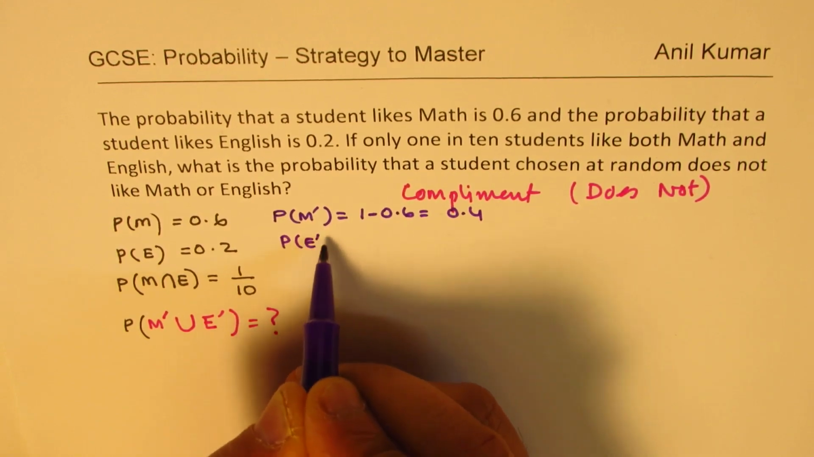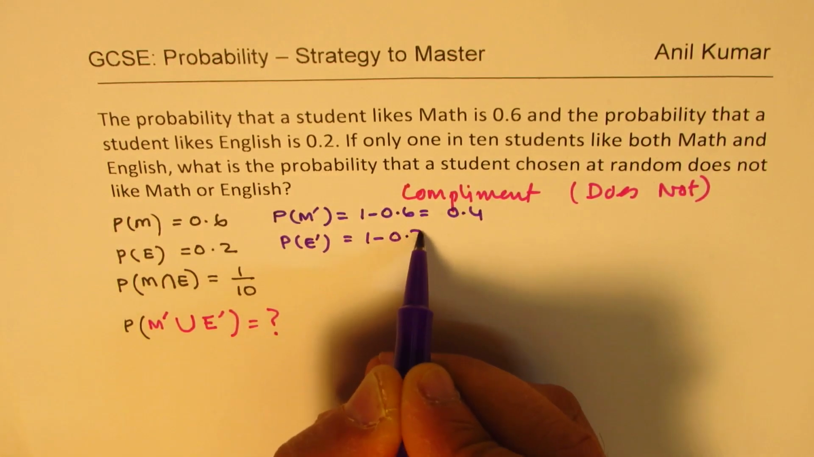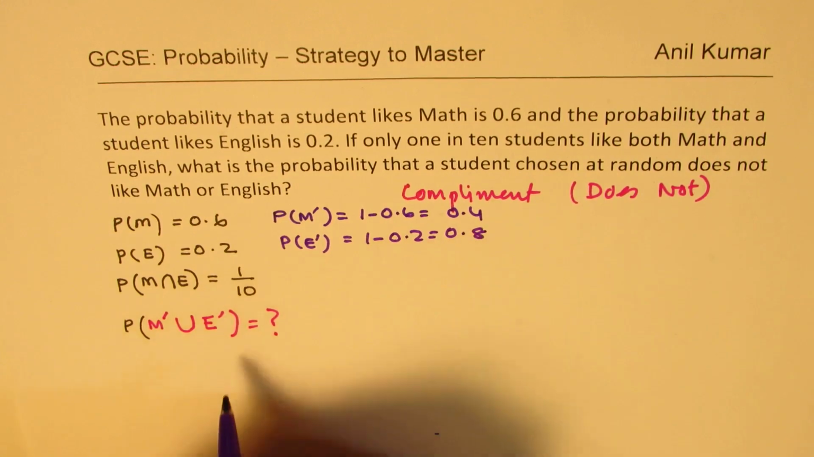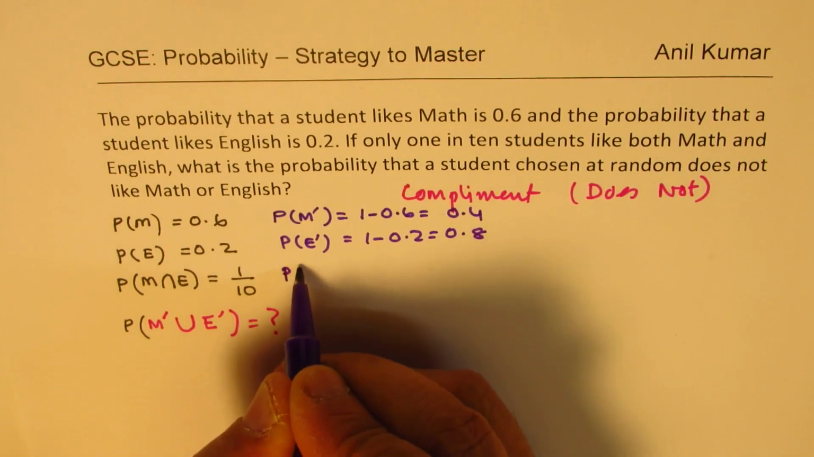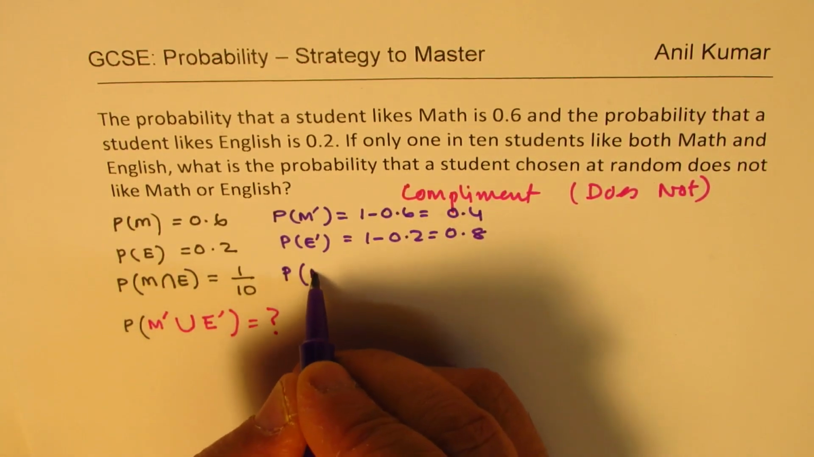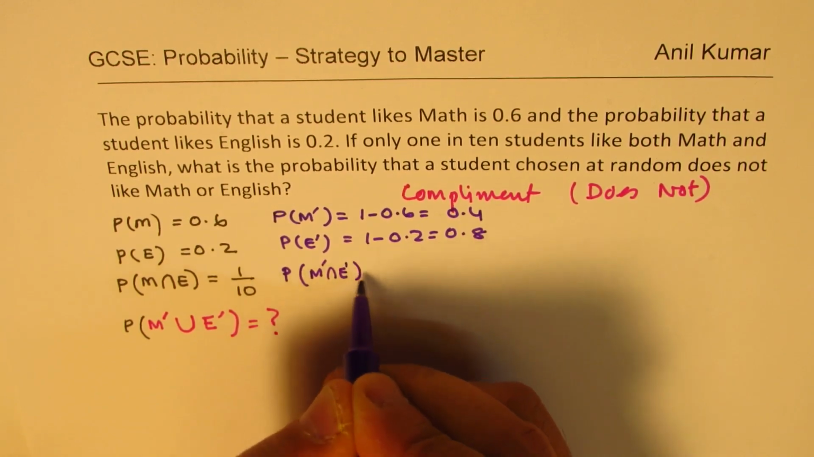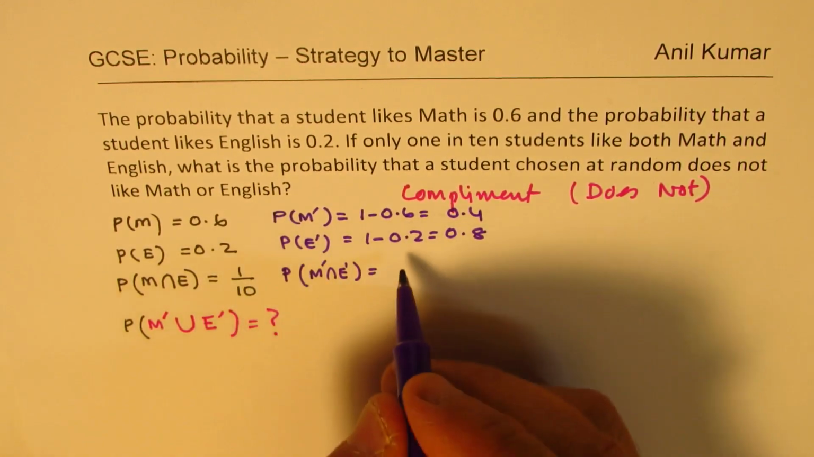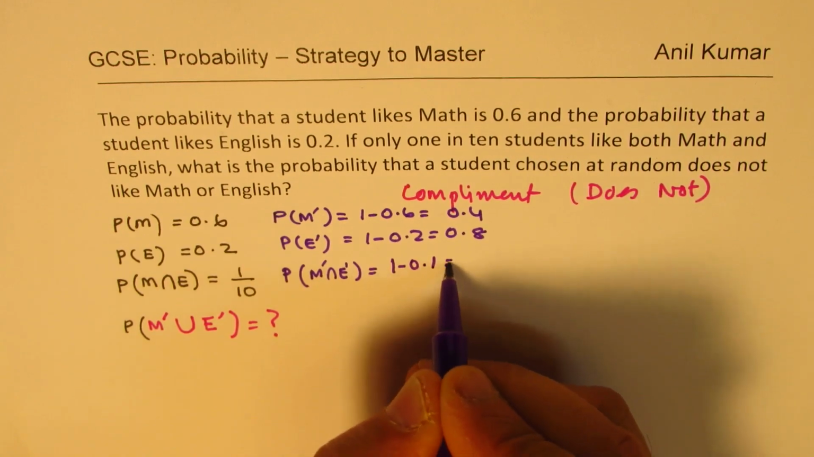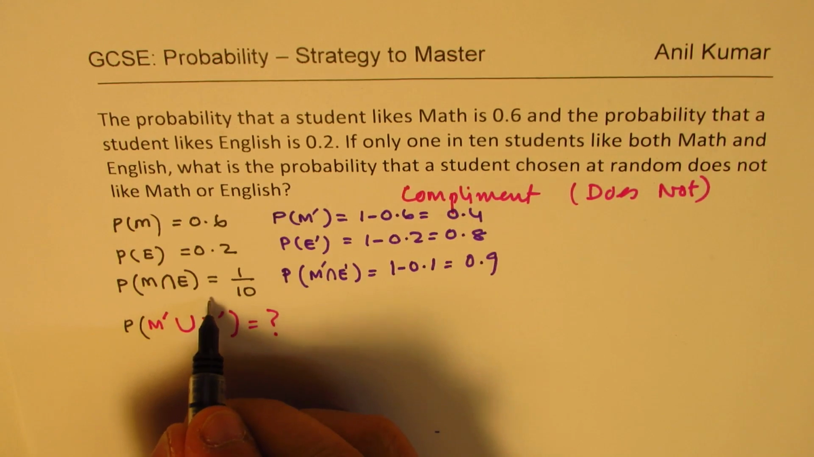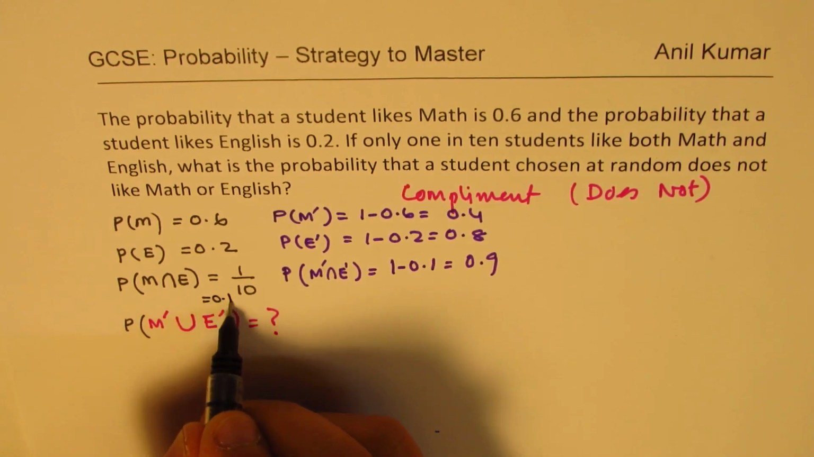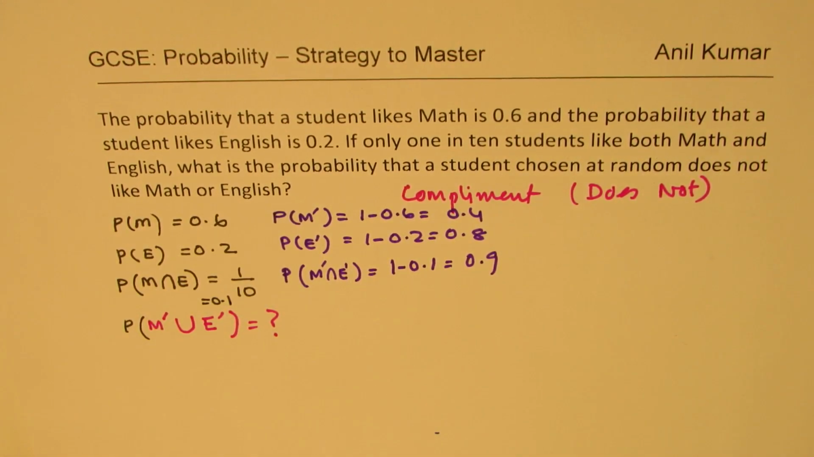Probability of not liking English will be what? 1 minus 0.2, which will be 0.8. Do you understand? So that is what we are trying to say, right? So similarly, what is the probability of this intersection? Well, this is 0.1, right? So 1 minus 0.1, which is 0.9. Correct? Since 1 over 10 is 0.1, correct? You get the idea, correct? So that is kind of important to understand.